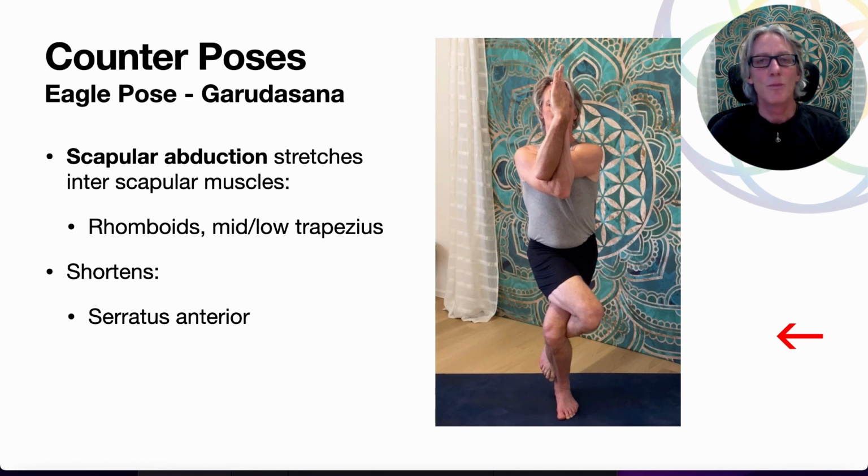Basically the shoulders are going into protraction or abduction. And that's going to put a nice stretch into your mid and low trapezius and your rhomboids. And your serratus anterior on the front is going to shorten. So it's good to take those muscles through range of motion after you do a down dog.